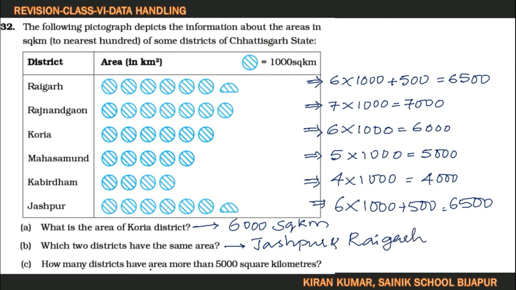How many districts have the area more than 5,000 square kilometers? This is more, this is more, these two are more. Totally, there are 4 districts which are having area more than 5,000 square kilometers.